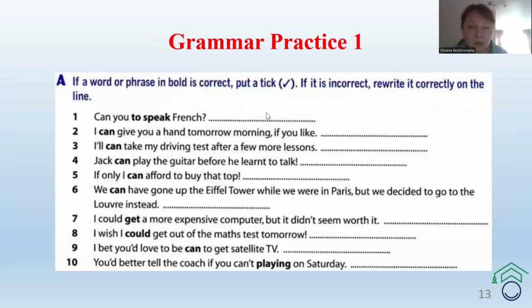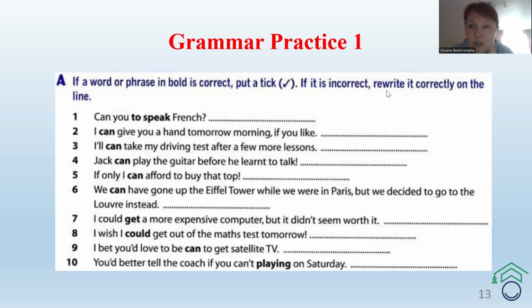Please, Herman. I wish I could get out of the math test tomorrow. I think we should take can. I wish I can get out. Wishes are hypothetical situations. In hypothetical situations, we use could. I wish I could. Okay.